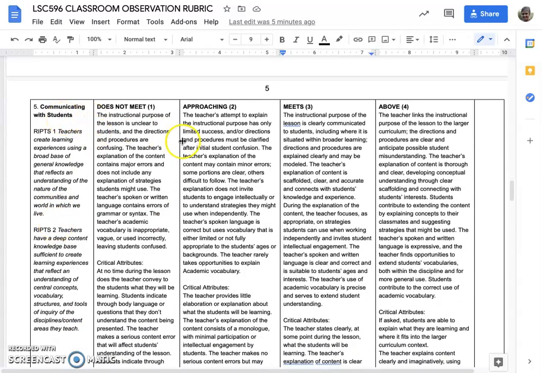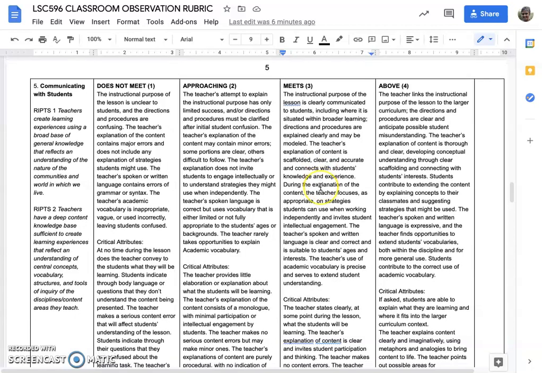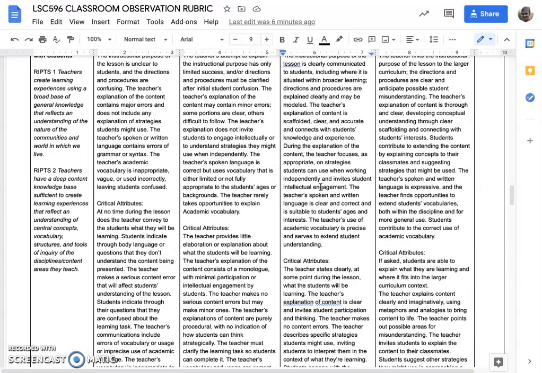So the fifth one is communicating with students. So you say the purpose of the lesson, the student learning objectives, you use clear instructions, you connect the students' knowledge with what they're learning, you can explain the content well. And this bottom one here, your use of academic vocabulary is precise and serves to extend student understanding. I'm going to be looking for this.